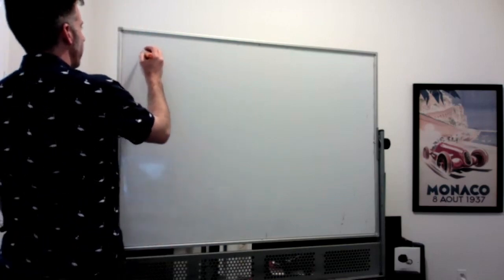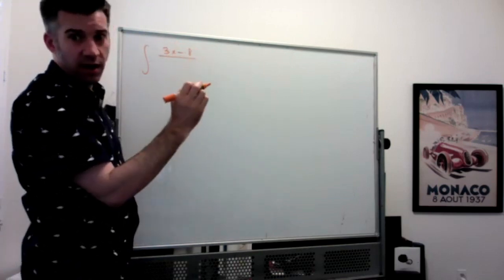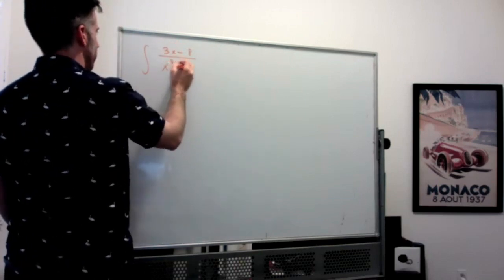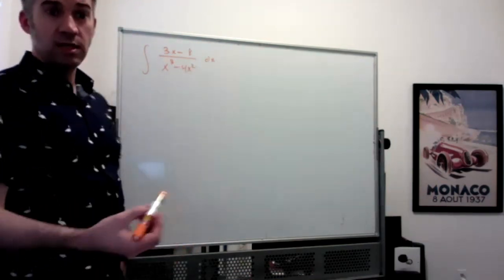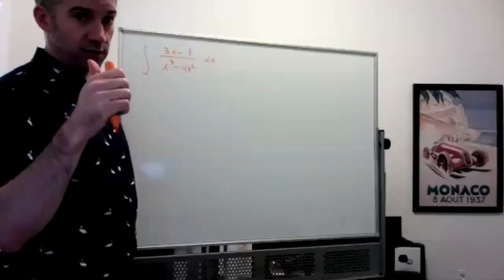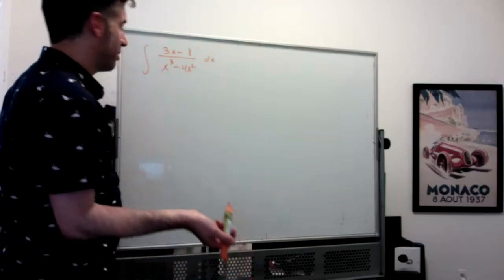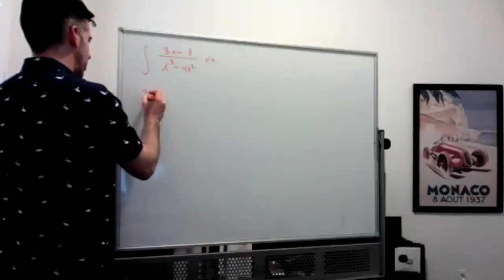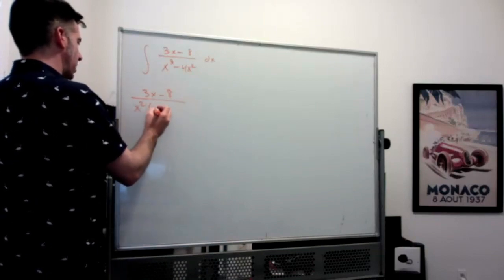Let's say we have the integral of 3x minus 8 divided by x cubed minus 4x squared. So again, this meets the criteria for partial fractions. I definitely have a rational function whose degree on top is less than the degree on the bottom, and the bottom factors. So I'm going to factor the bottom. It factors as x squared times x minus 4.